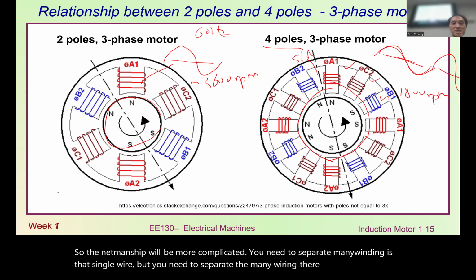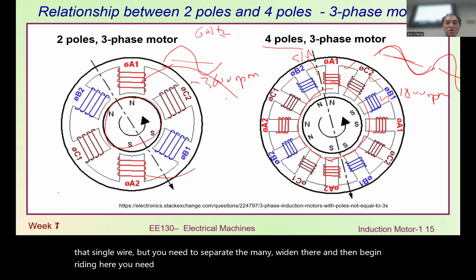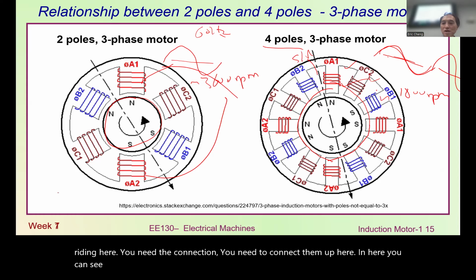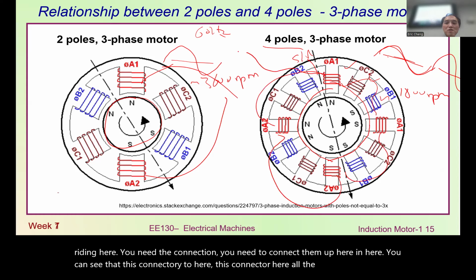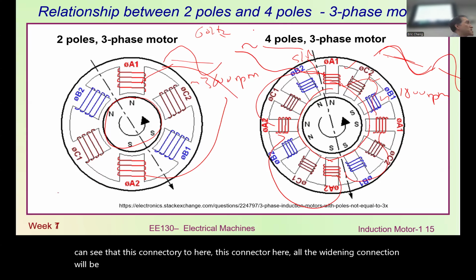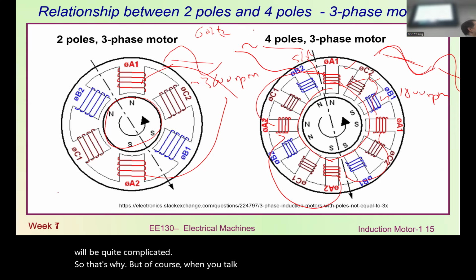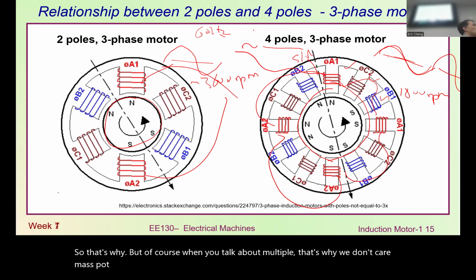And then between the windings, you need the connection. You need to connect them up here. In here, you can see that this needs to connect to here, this connects to here. All the winding connection will be quite complicated. But of course, when you talk about mass production, we don't care. Mass production, the machine will do all the job for you. So probably it may not be an issue.